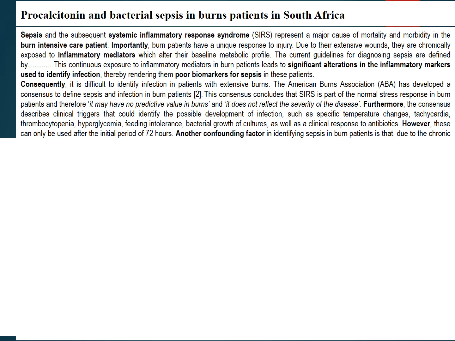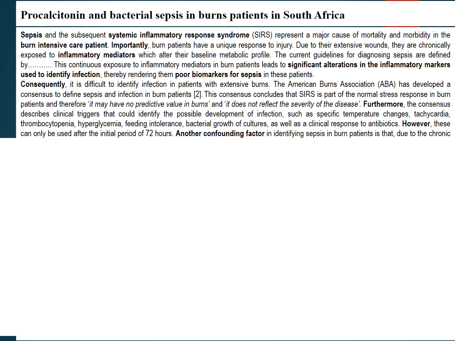So a consensus has been developed, and I give it here, may have no predictive value in burns, and it does not reflect the severity of the disease. So in addition to these guidelines, furthermore, the consensus describes clinical triggers that could identify the possible development of infection, such as specific temperature changes, etc., as well as a clinical response to antibiotics. However, these can only be used after the initial period of 72 hours. So however already tells me I'm going to give you but there's bad news. However, it actually can't be used in the initial period.